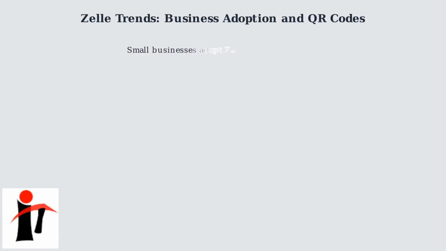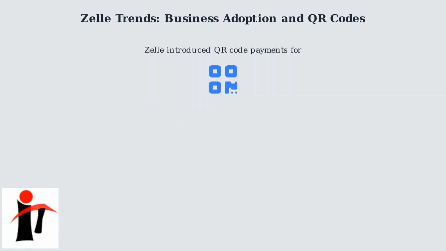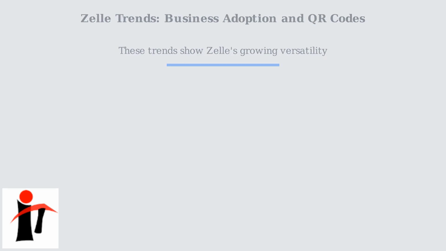Zelle is increasingly being adopted by small businesses for invoicing due to zero transaction fees compared to credit cards. As of 2025, about 25% of U.S. small businesses are using Zelle. Furthermore, Zelle has embraced contactless payments with the introduction of QR code payments, enabling in-store scans and competing with other payment platforms. These trends highlight Zelle's growing versatility and market reach.